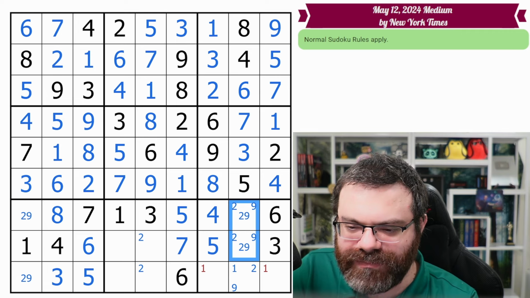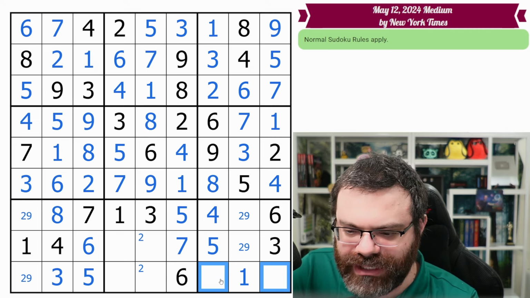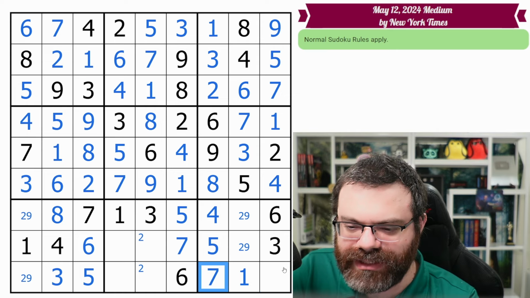We end up with this 2, 9 pair here. So the 2, 9 can't actually go down here. In fact, this is the 1. These 2 can't be 1. And so we need a 7 and 8. And this 8 tells us the order. That's 7, that's 8.